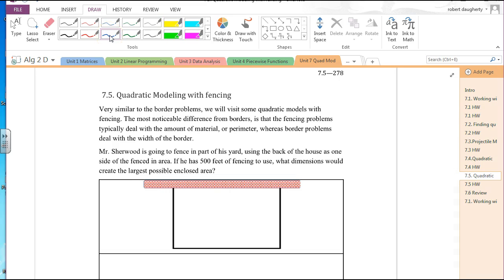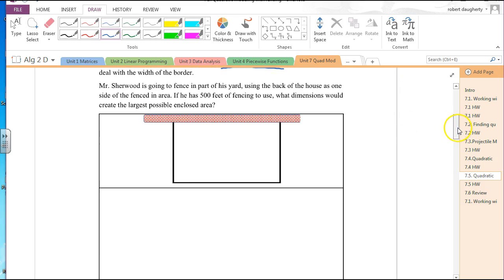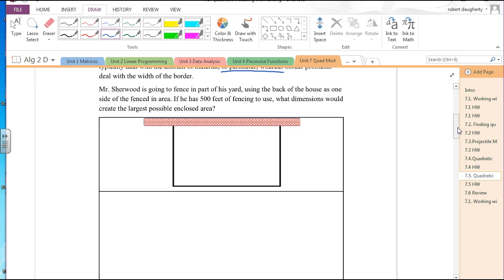One of the big differences is that in the borders we dealt with area exclusively. Here, when I'm dealing with fences, I'm dealing with perimeter, like how much fence you have to go around a piece of property. Okay, so let's just dig in with a problem here. Mr. Sherwood is going to fence part of his yard using the back of his house as one side of the fenced-in area. If he has 500 feet of fencing to use, what dimensions would create the largest possible enclosed area?